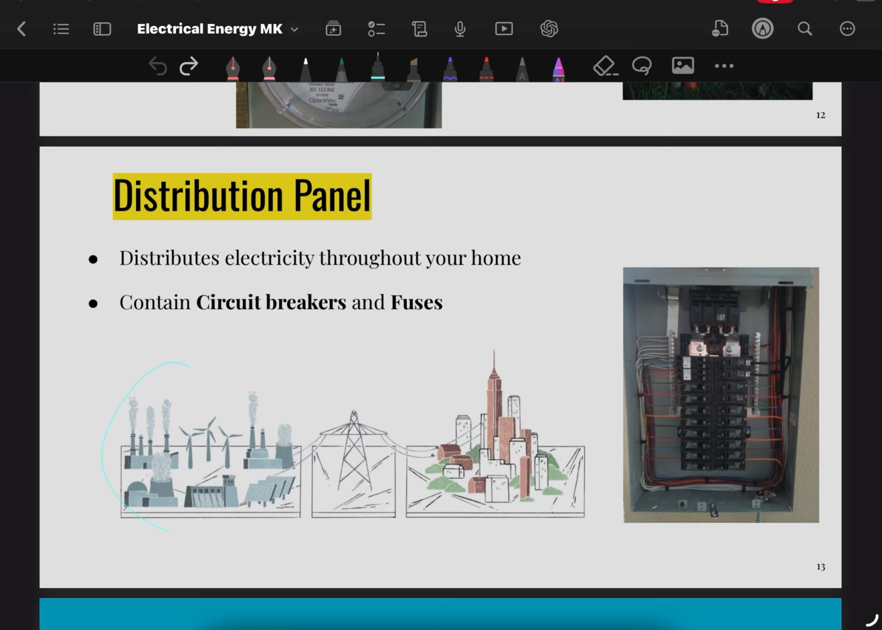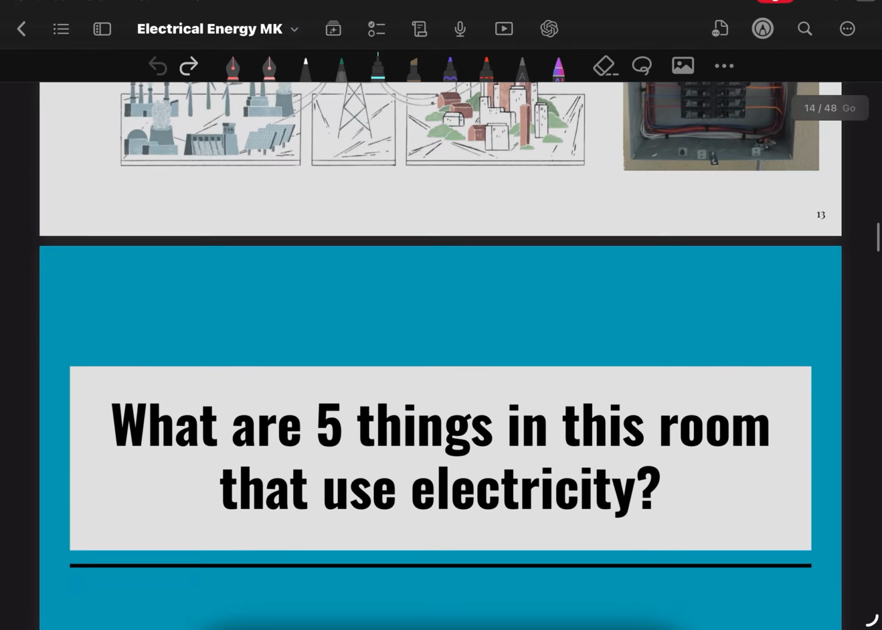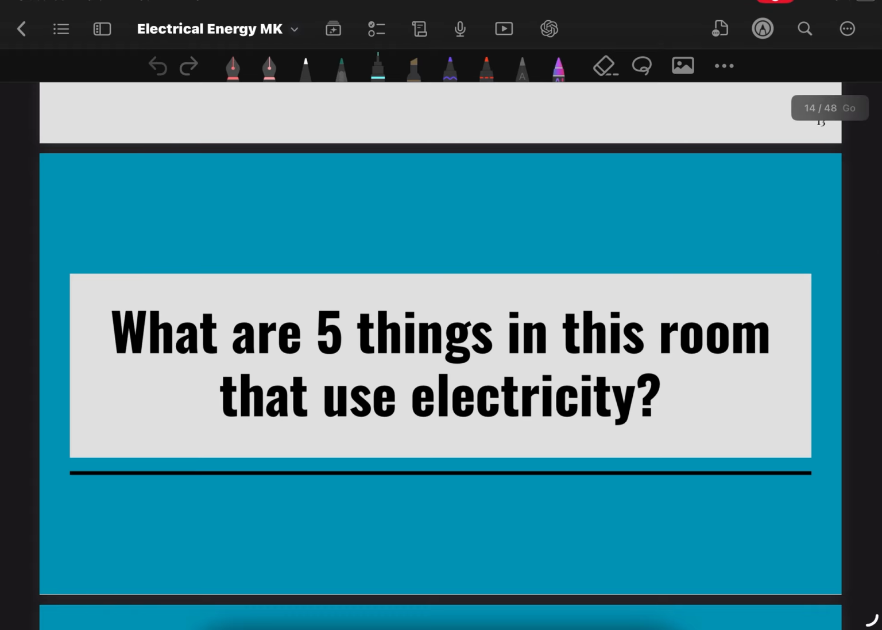So here are some applications of these, such as how it's getting transported. So what are 5 things in this room that use electricity? I want you guys to look at your room and think of 5 things that use electricity. So go ahead and do that.